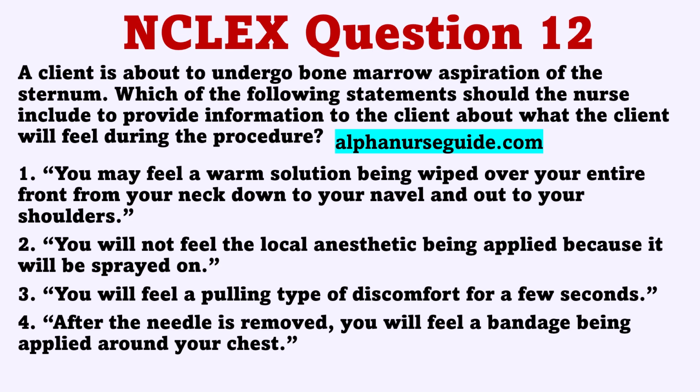A client is about to undergo bone marrow aspiration of the sternum. Which of the following statements should the nurse include to provide information to the client about what the client will feel during the procedure? 1. You may feel a warm solution being wiped over your entire front from your neck down to your navel and out to your shoulders. 2. You will not feel the local anesthetic being applied because it will be sprayed on. 3. You will feel a pulling type of discomfort for a few seconds. 4. After the needle is removed, you will feel a bandage being applied around your chest.